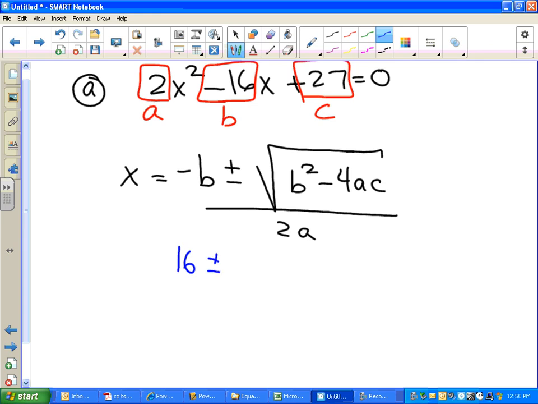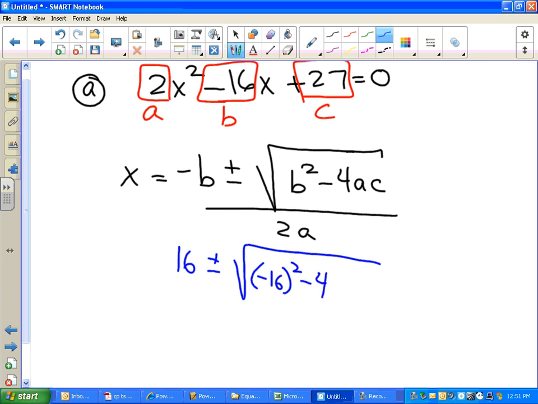All right, plus or minus the square root. We need to do a b squared. What's b? Negative 16. I suggest putting that in parentheses because it's not negative 16 squared, it's negative 16 squared. So it's negative 16 times negative 16. It's not 16 squared and then put a negative sign on there. In other words, your answer here will always be positive. If you have a positive number for b, it'll give you a positive answer. If you have a negative number for b, it'll give you a positive answer in there.